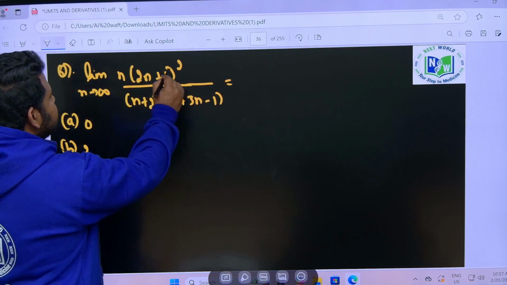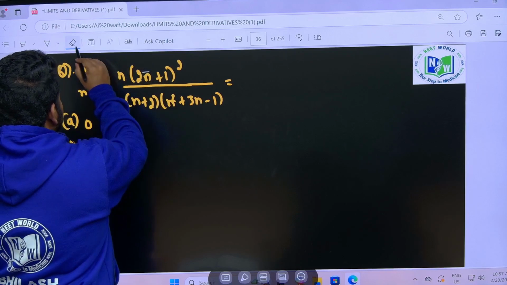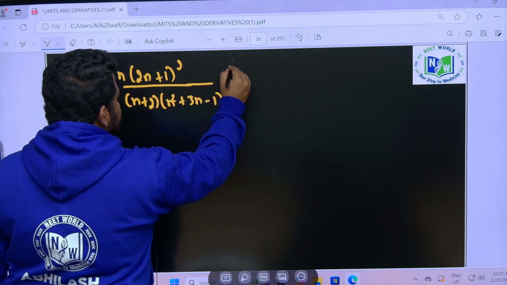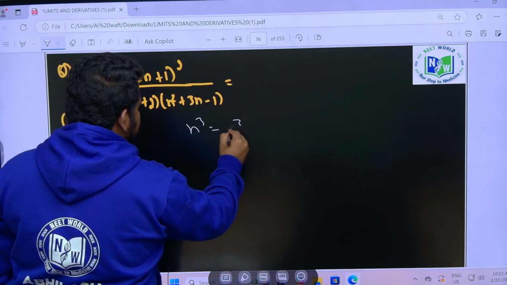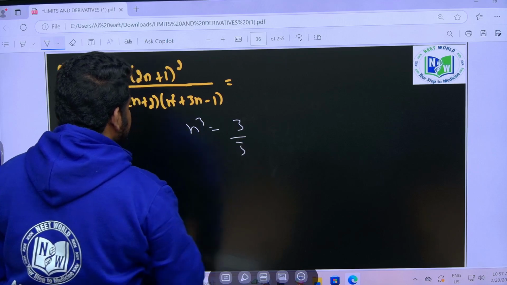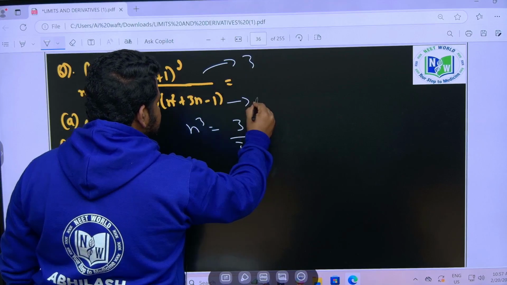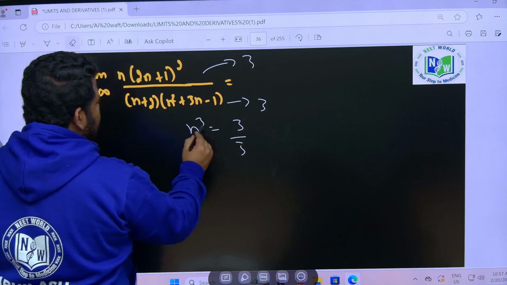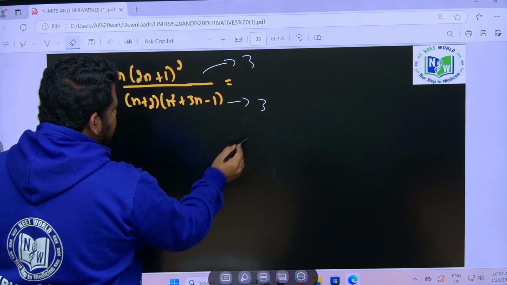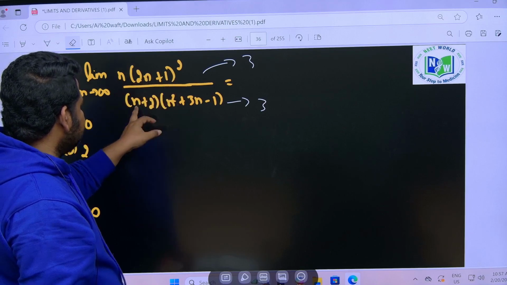Here there is 2. Here the power is n square, this will be n cube. The power here is n cube. Here what is the power? n square into n, so this will also be 3. The power of the numerator and denominator here is 3, and here also it is 3. How did we understand it is 3? n into 2n square is n cube, and n into n square is n cube.